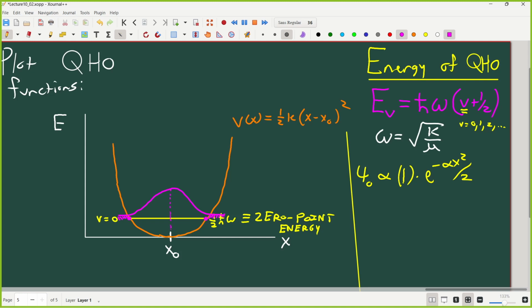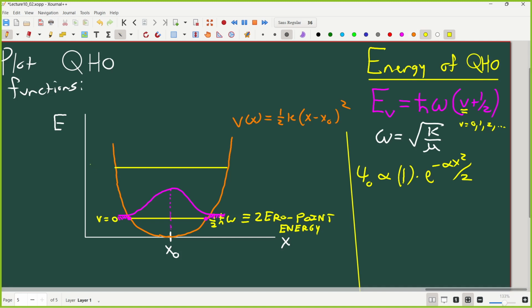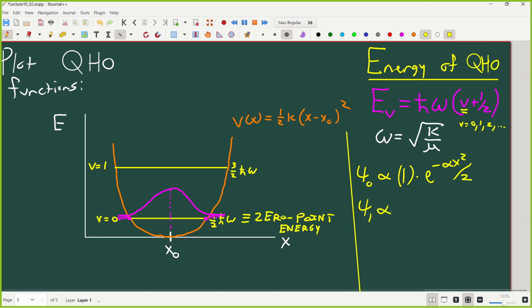There's our magical bell curve. So let's look now at the next level. V equals 1. All right, what's the energy of this state? Well, now we just plug in 1 here. Now we have 3 halves h bar omega. Okay. And our wave function for this system, go back and look, the Hermite polynomial is just a linear function, so it looks like x times e to the minus alpha x squared over 2.